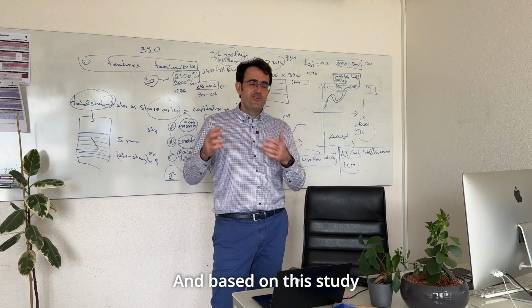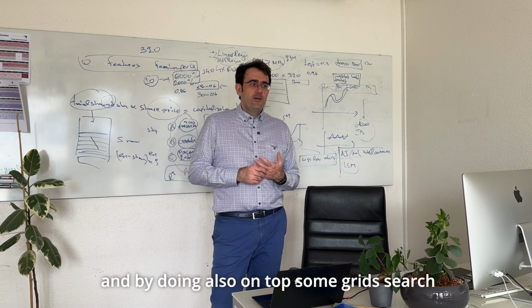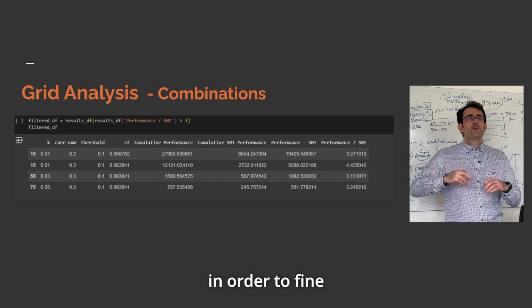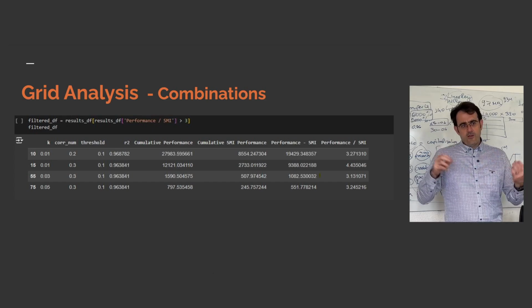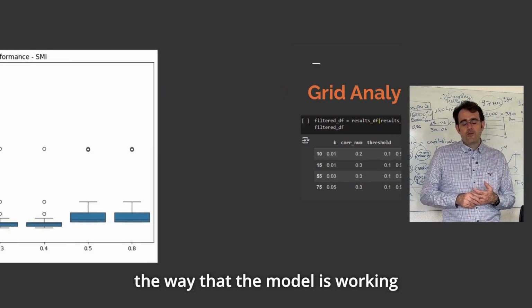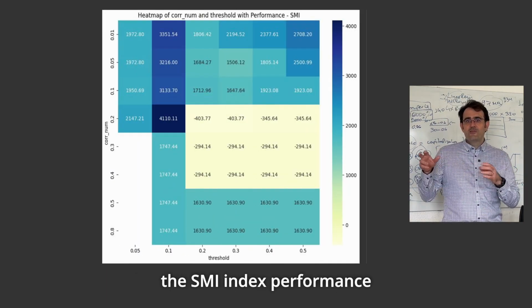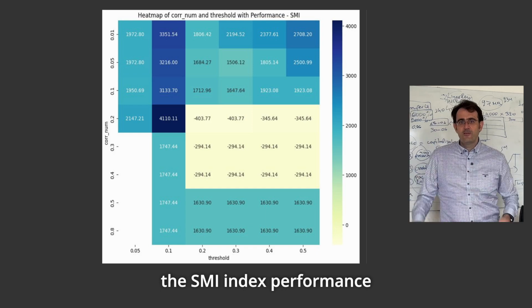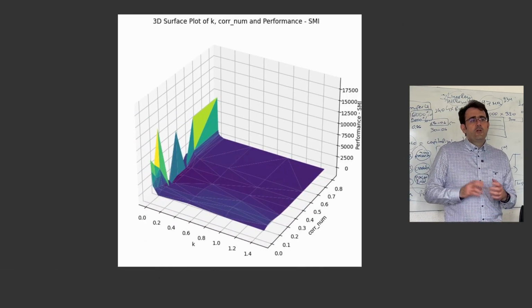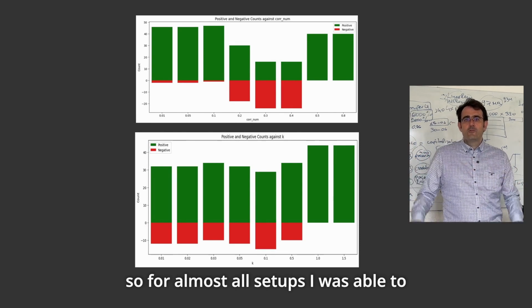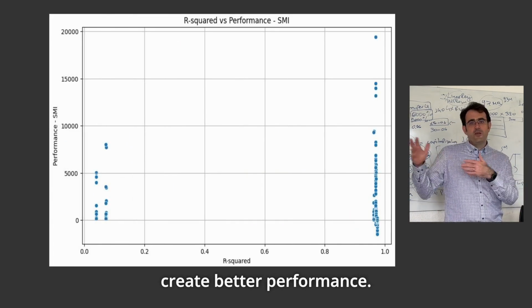And based on this study, and by doing also on top some grid search in order to fine-tune the way that the model is working, I was able to produce multiple times the SMI index performance in an almost consistent way. So for almost all setups, I was able to create better performances.